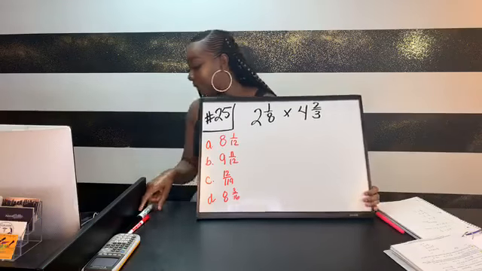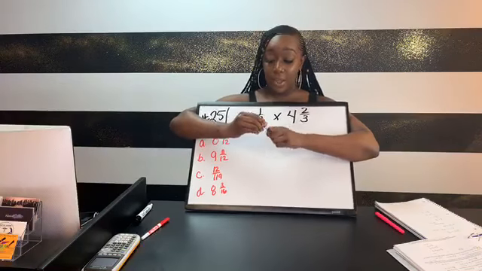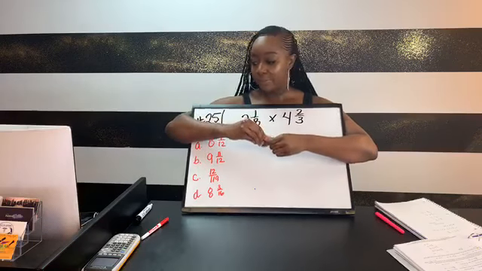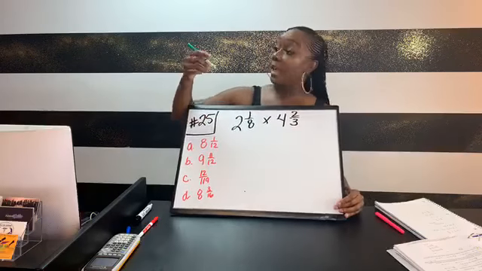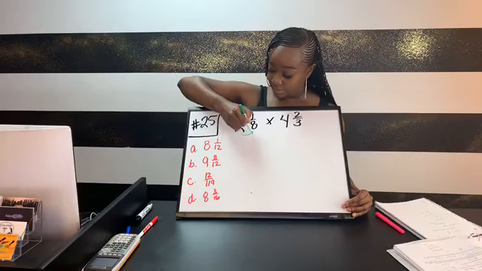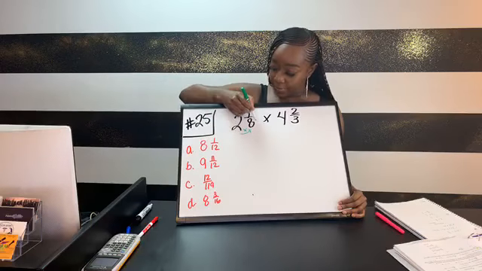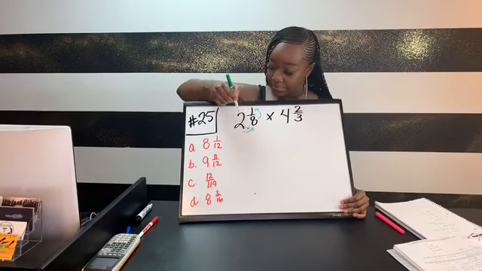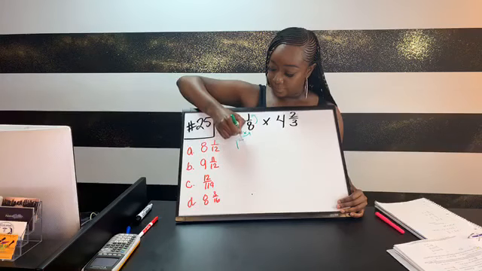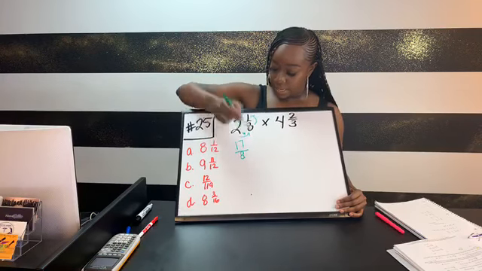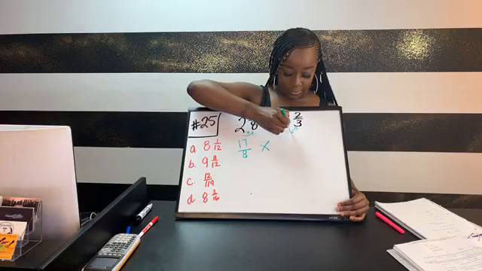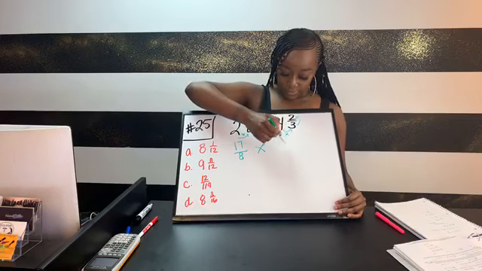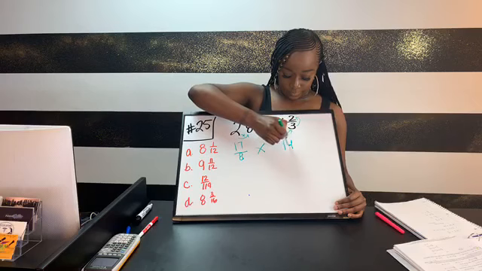So let me get a different color marker. The way we do that is we multiply our whole number times our denominator, and then whatever we get from that, we add to the numerator. So 2 times 8 is 16, plus 1 is 17, and we keep the same denominator, which is 8. Same thing here: 4 times 3 is 12, plus 2 gives us 14. I know my upside down handwriting is horrible, but bear with me.